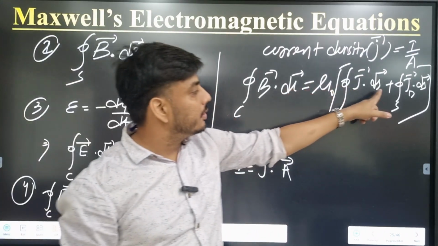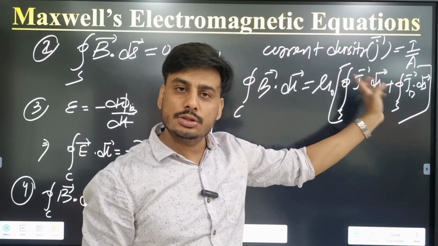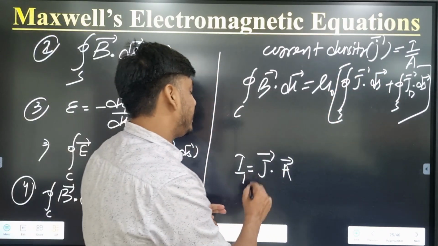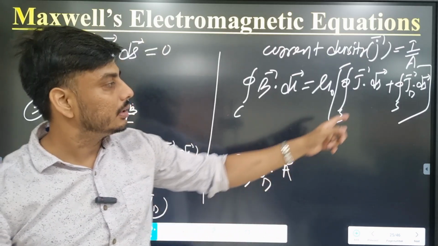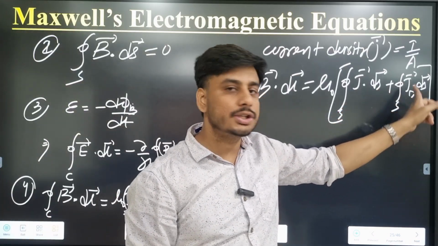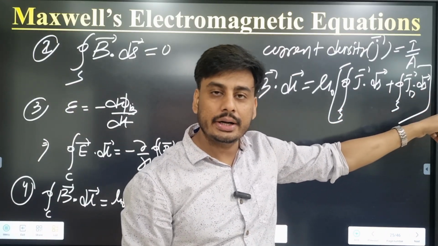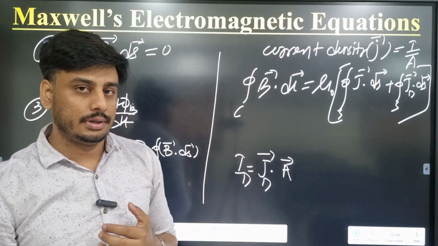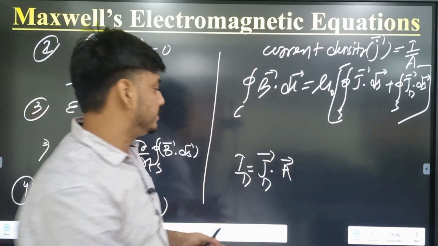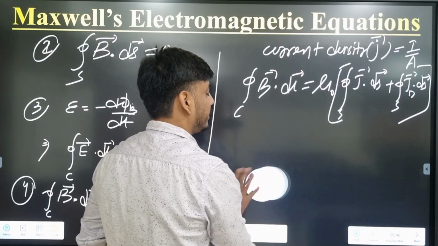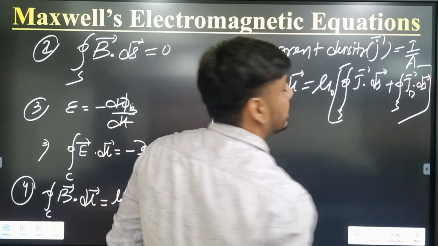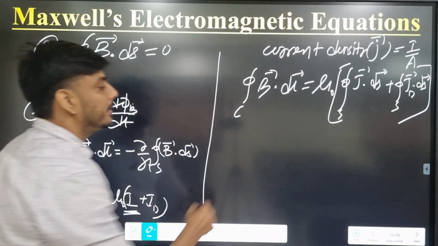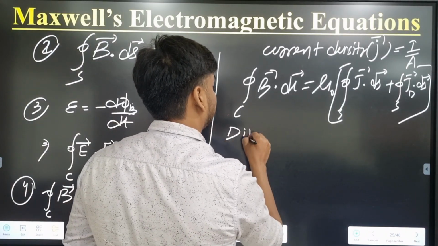So I equals J dot A, for a small area dS, and we can take the total integration. Similarly, I_D will be J_D dot A, where J_D is the displacement current density, and A is the area. So these are the integral forms. We can also change the integral form by a different method, by changing that J_D in terms of the displacement vector capital D. Now we can take the differential form.